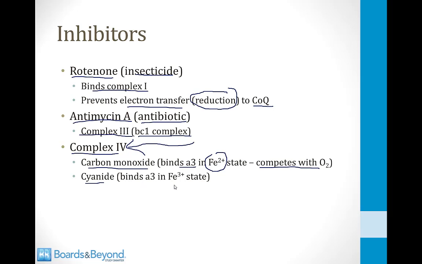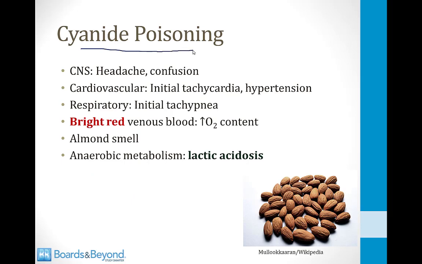Cyanide binds cytochrome A3 in the Fe3+ state, and this makes it a very important disruptor of electron transport. It is not going to have much effect on red blood cells because hemoglobin has mostly Fe2+ iron, and cyanide cannot bind to the Fe2+ iron. So let's talk about cyanide poisoning in a little more detail.